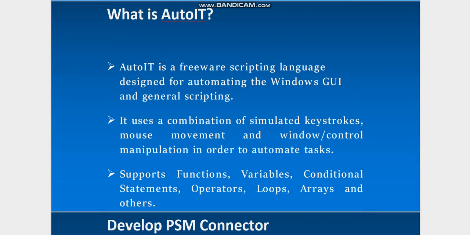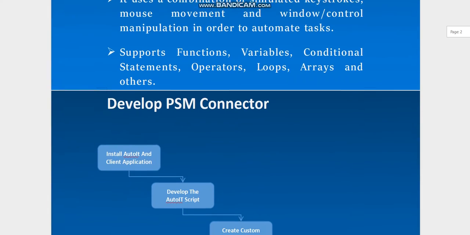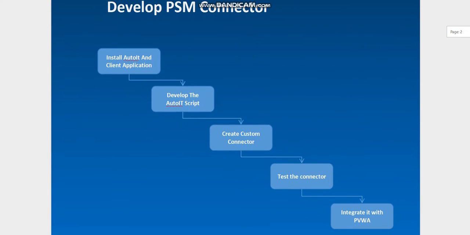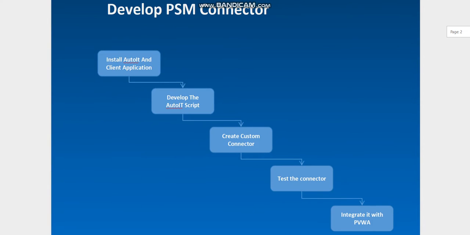So without any delays, we will move on to the creation process, how to develop. If you want to develop a custom universal PSM connector, what are the steps you follow basically? I don't say that this is the only fixed template, but if you follow this type of sequence, you will have a process in place, and you'll have a track of what tests you have done, right?